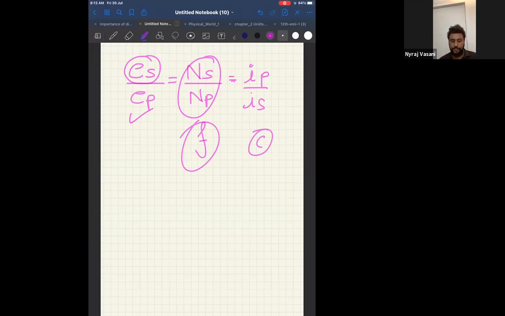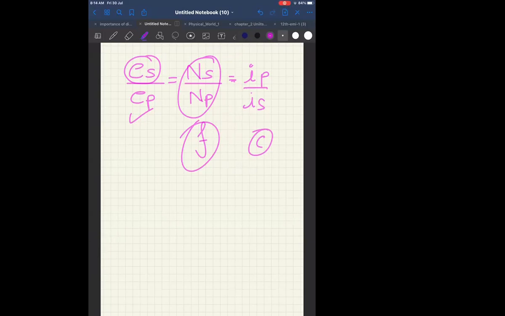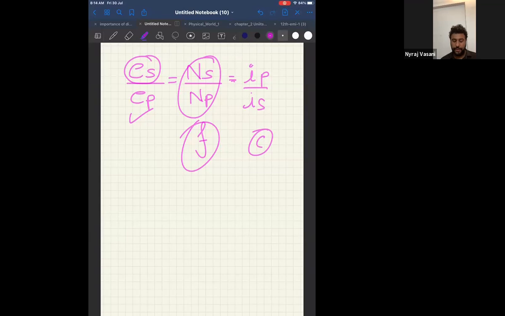Okay. Now, question number 5. Try to answer and give me the option. Which option do you think is the right one? A. The core of a transformer is made up of soft iron. We have just done it in the diagram itself, that the core of a transformer is made up of soft iron. Correct?